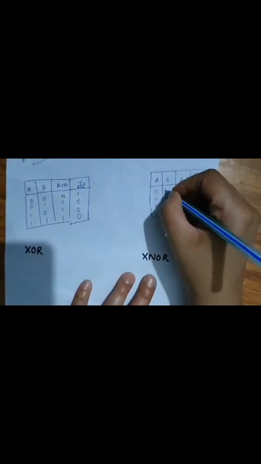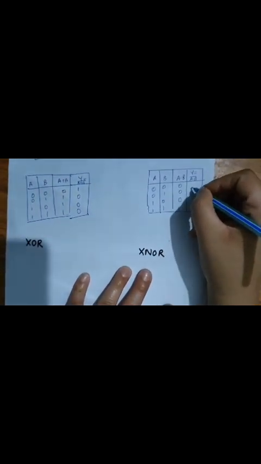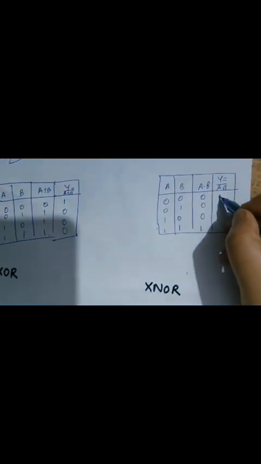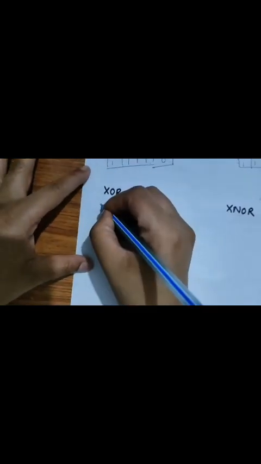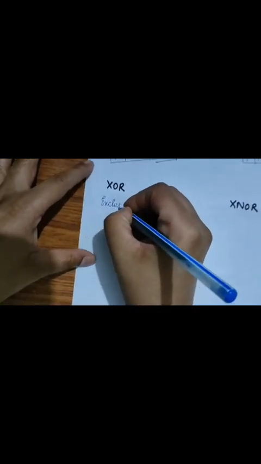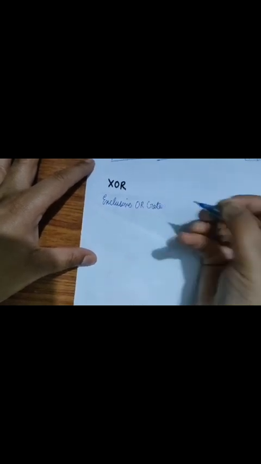0 0 1 1 1 0 1. A dot B: 0 0 0 1, and so for A dot B bar, 0 will become 1 and 1 will become 0. So this is the NAND gate, the truth table for NAND gate. Furthermore, there are two more gates, XOR and XNOR. This is known as the exclusive OR gate, and XNOR is simply the inverted XOR gate.